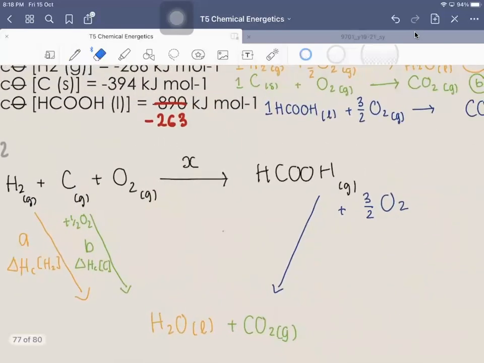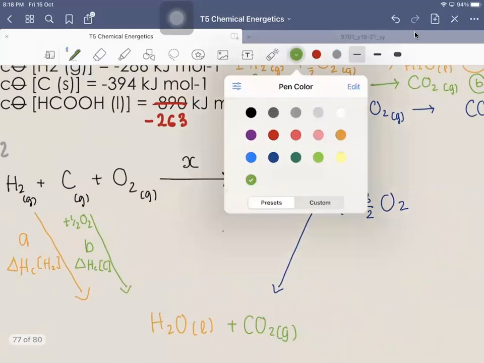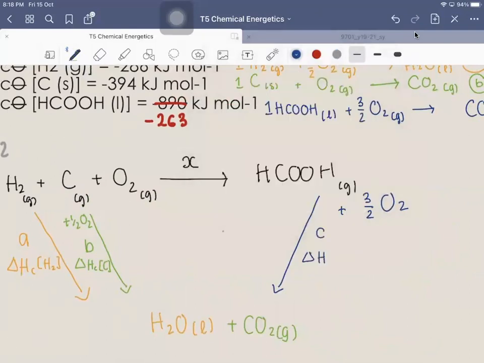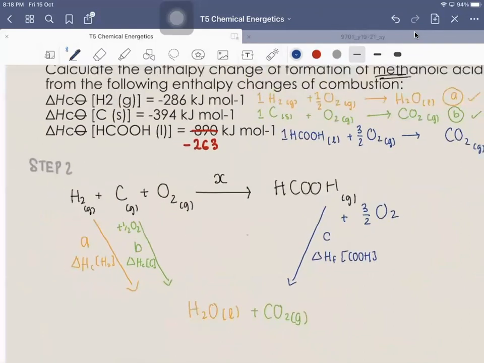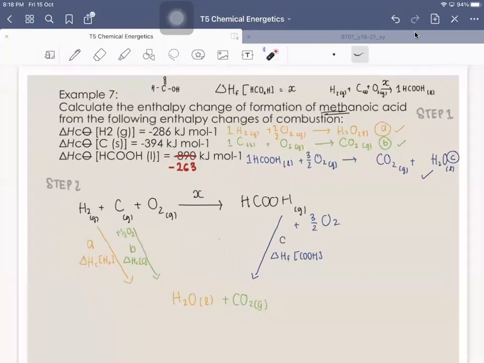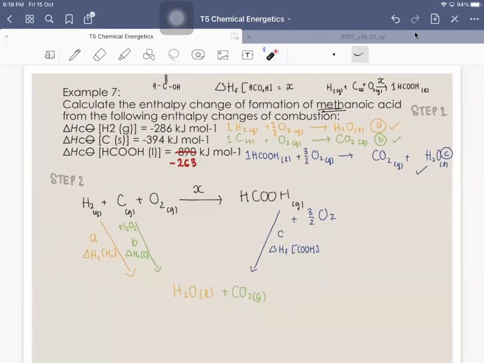Next is my C, which I haven't labeled. C is actually my delta HF of HCOOH. Okay, so be careful with the values that I just changed here. So that's done. Check that everything is in 1 mole. So I'm burning 1 mole of hydrogen to form water. I'm burning 1 mole of carbon to form CO2. I'm burning 1 mole of methanoic acid to form 1 mole of H2O and 1 mole of CO2. So that brings me to step 3, which you will again work out yourself.